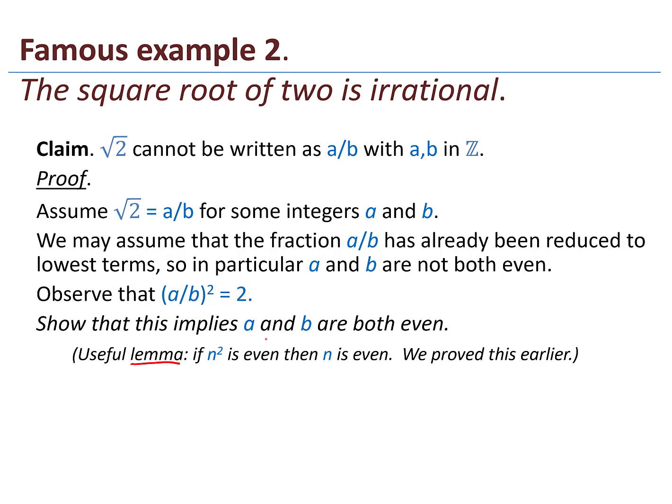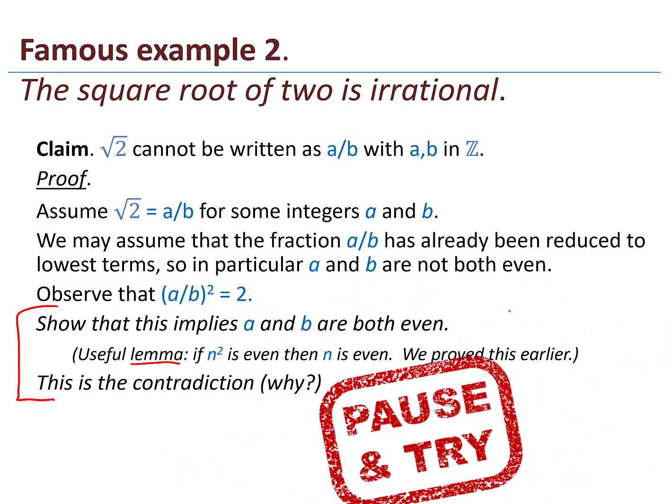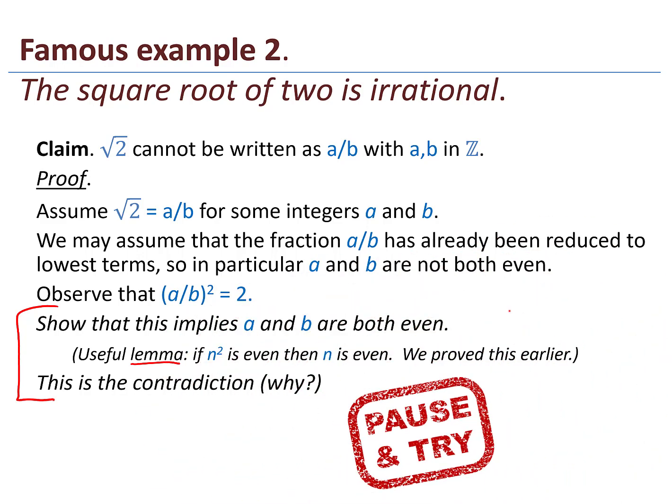So we want to show that a and b are both even, and I might use the fact that if n squared is even, then n is even. And I'm going to end up with a contradiction. Why? I am leaving these steps up to you. At this point, pause the video, try your best to finish out this proof, see what you can do, and then start up again when you are ready to see the answer.